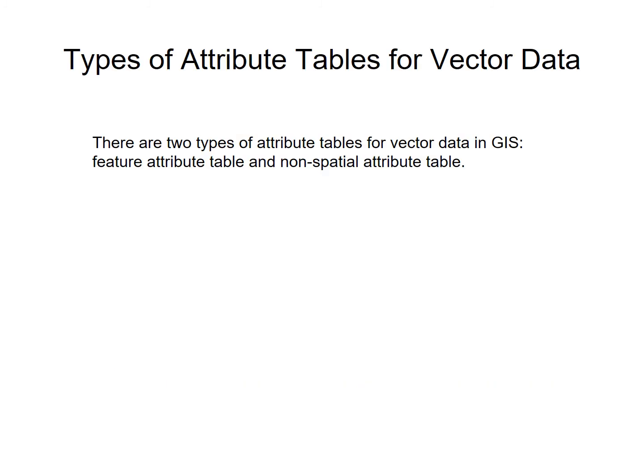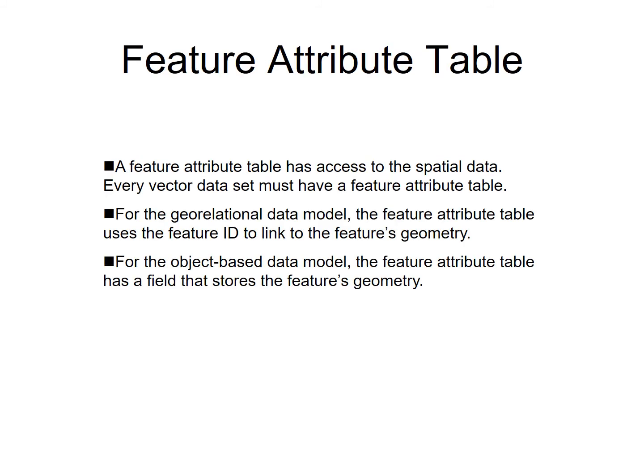There are two types of attribute tables in vector data: feature attribute table and non-spatial attribute. Feature attribute tables must have the spatial data. Every vector data set must have a feature attribute table. For georelational models, the feature attribute table uses a feature ID to link to the feature's geometry because it's stored separately.